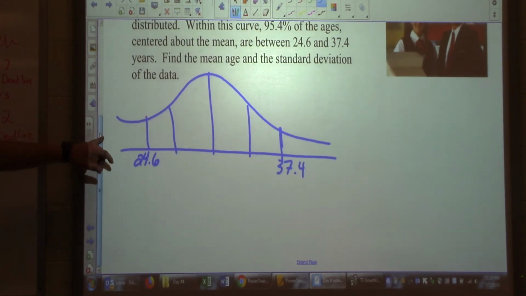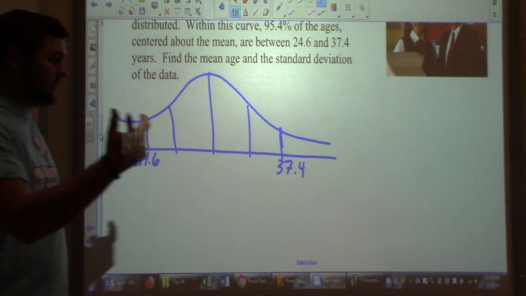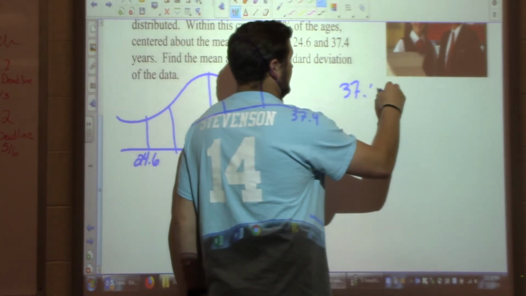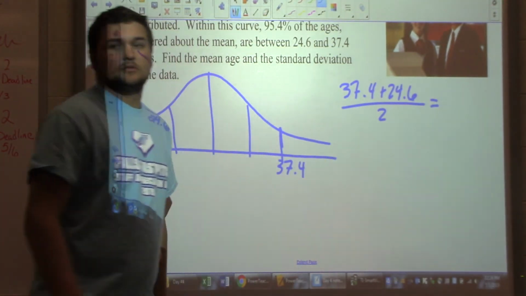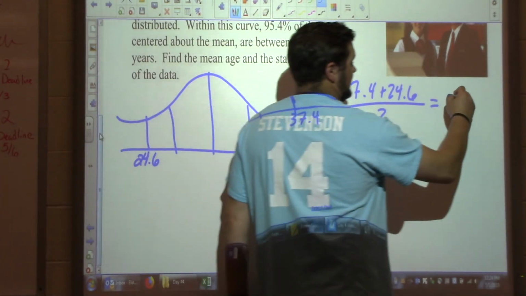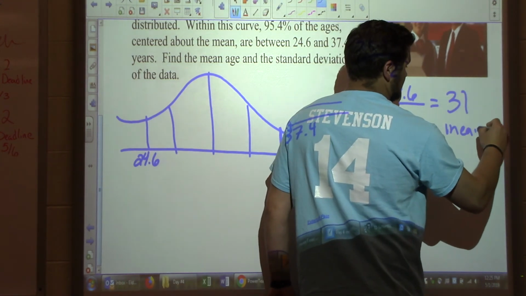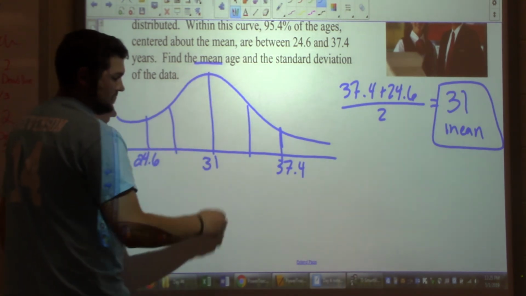We want to find the mean age, and we want to find the standard deviation. How can I do that? Can you say it a little bit louder, Cole? Add them up, divide by 2. Add them up, divide by 2, right? Find the middle of these two numbers. If you find the average of those two, that'll give us our mean. So 37.4 plus 24.6 divided by 2. 31. 31? Yeah. We all agree? All concur? Alright, so my mean is 31.